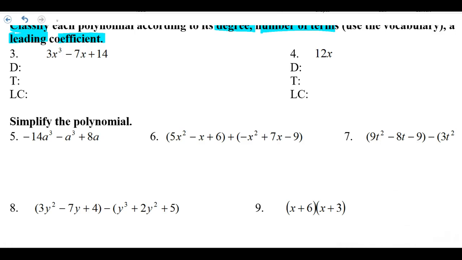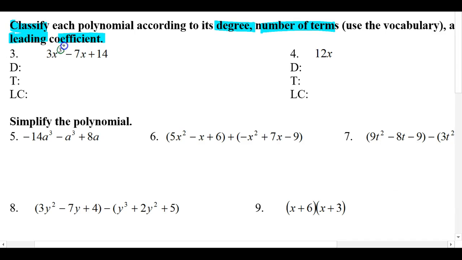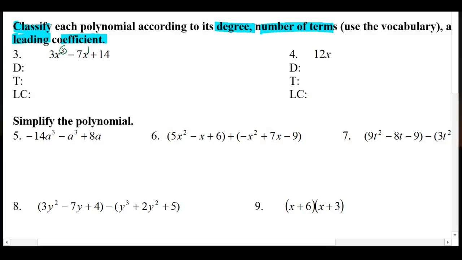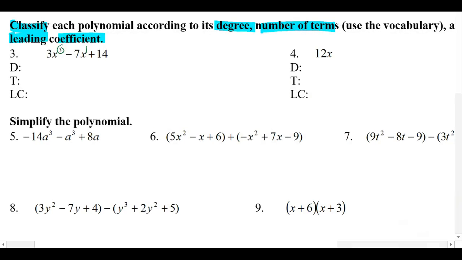So we have 3 here, and then we have a 1 here because we can't see the 1, and the highest one of those is the 3. So that means the degree of our function is 3. And the T stands for terms, and remember, we need to say how many terms there are, and we have 1, 2, 3. And then you say, what type of terms do we have? Well, we have a trinomial.